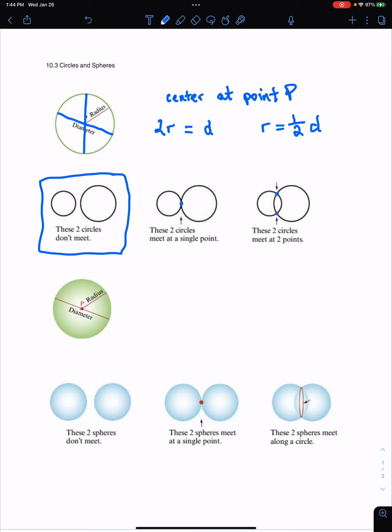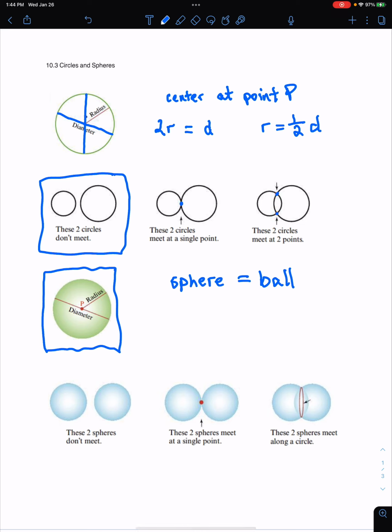Now, a little bit lower on this screen, I have a 2-dimensional shape that is supposed to represent a sphere. So a sphere is just the geometry term for a ball. So when we see a ball that is completely round, not like a football, but like a round ball, that is a sphere.